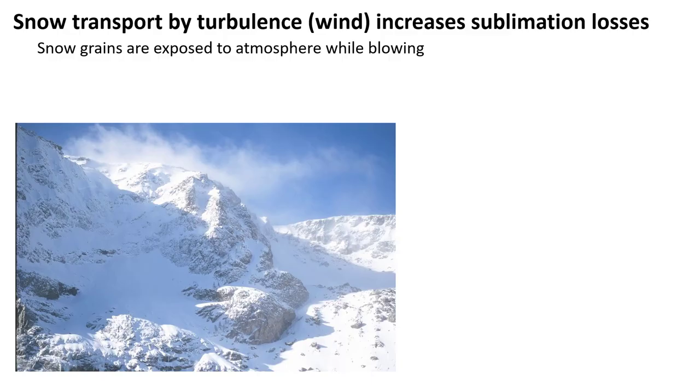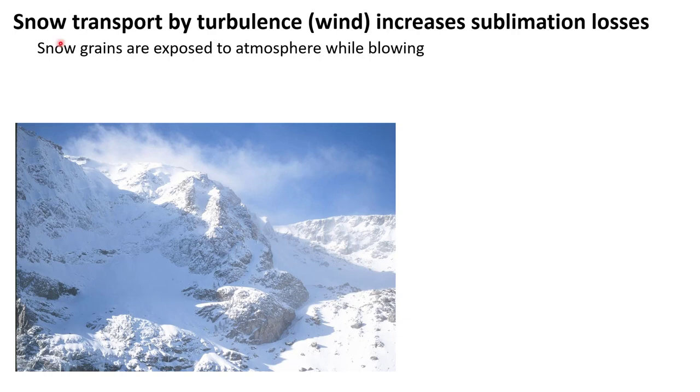Another really important implication of turbulence and wind in snow transport is that snow transport increases sublimation losses. And sublimation, remember, is the movement of snow in the solid form directly into gas form, skipping over that liquid phase of water. And that's exactly what you're seeing in this image, and you see this often on the surface or up high on Pikes Peak on windy days.